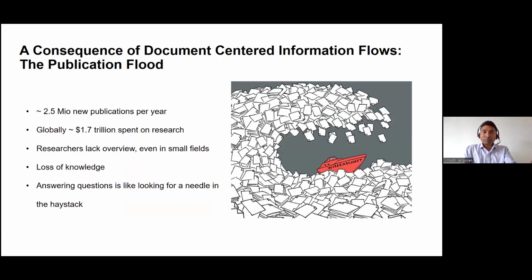As a consequence of this document-centered information flow, there is a publication flood, which means more than 2 million papers are published every year, with around 1.7 trillion US dollars spent on research. This contributes to the problem that researchers, even in a very niche field, lack an overview of what's happening. It also contributes to loss of knowledge. If you want to answer a specific question, it is like searching for a needle in a haystack, which means it's very difficult to find what you're looking for.